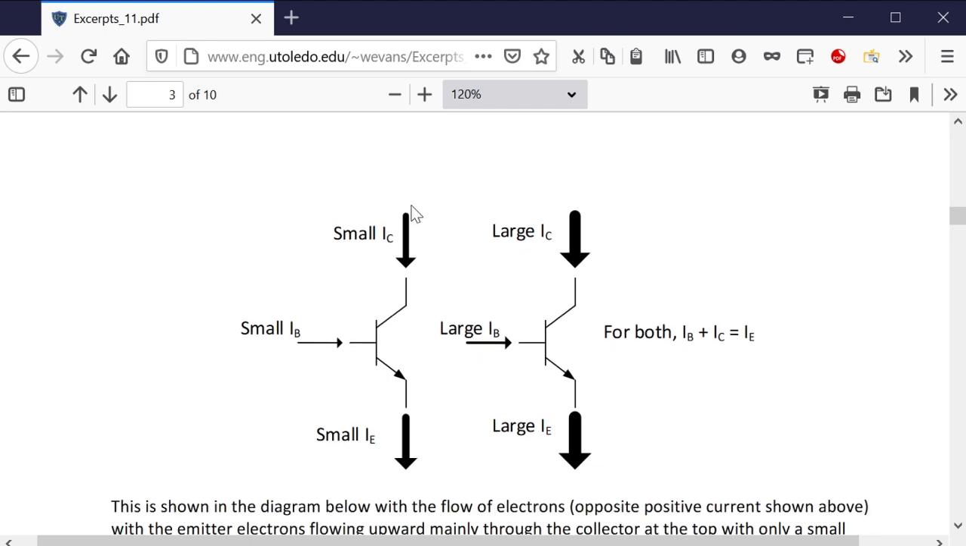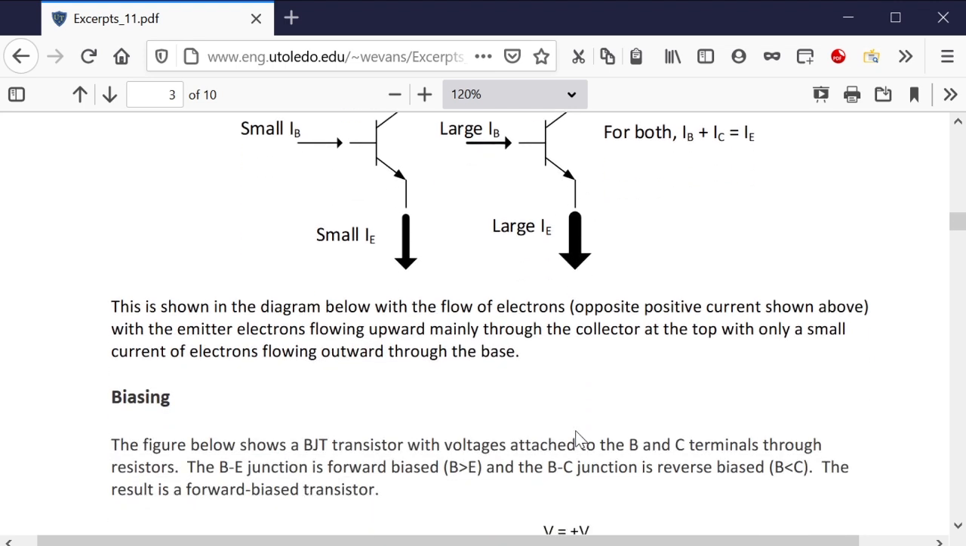So you have positive current coming down here and a small IB coming in here, and you have a small IE coming out here. If you have a larger current coming in the base, you have a larger current coming down the collector and a larger current going out the emitter. So that's how it basically works.